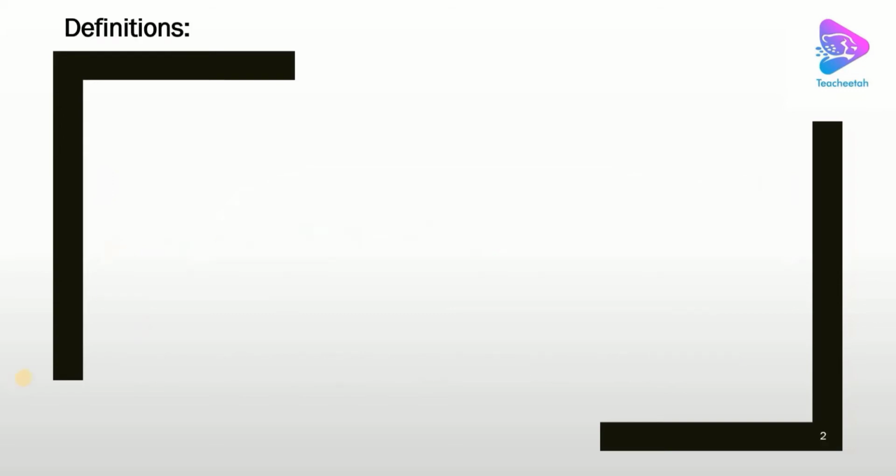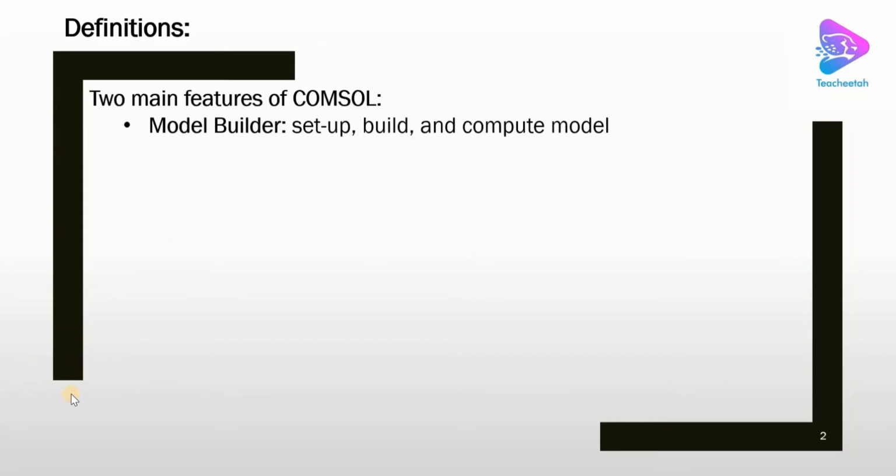So let's begin. As you may know, COMSOL has two main features. One of them is the Model Builder. In fact, the Model Builder was the feature that we used in the previous tutorials, and we are able to set up our model, build the geometry, add the physics, and compute for our case. However, it is only for one specific model.